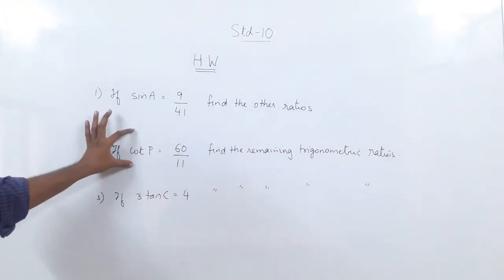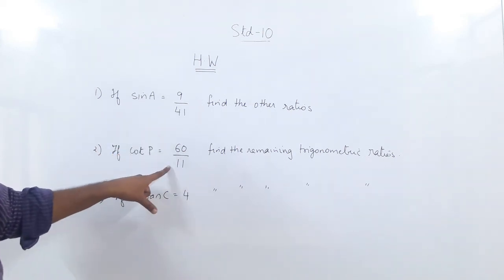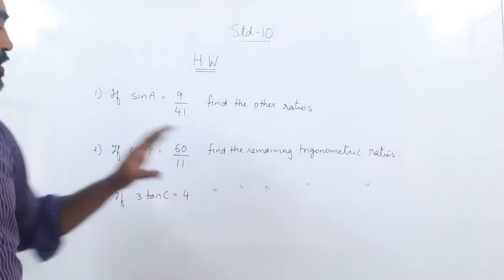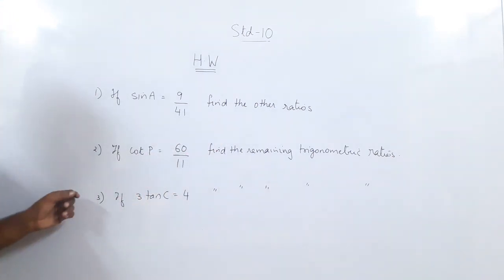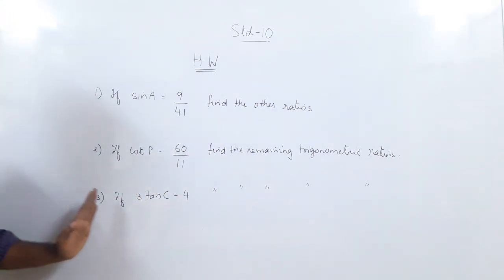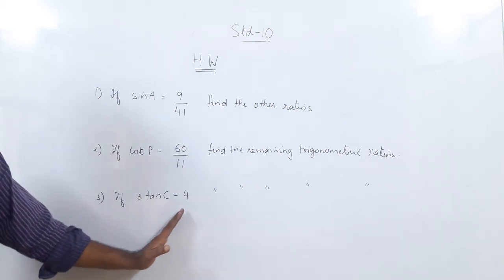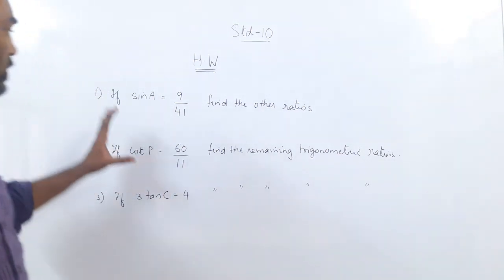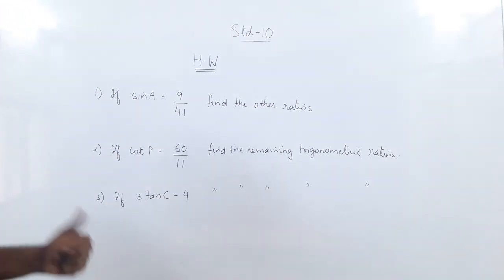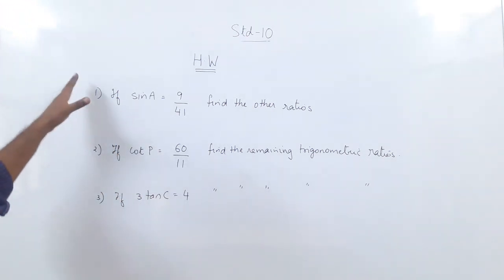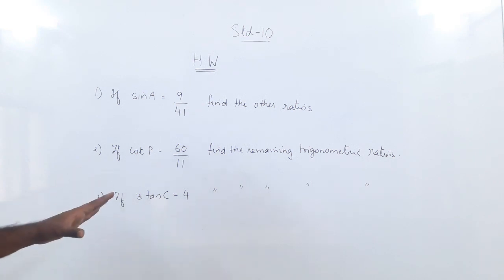Second sum similar, if cot P is 60 upon 11, the ratio is 60 upon 11. In the second case, find the ratios. In the third sum, I have slightly twisted the sum. I have written, if 3 tan C equal to 4, then find the ratios. The sum is similar to this only, but I have just changed the form. I hope you will immediately understand what you have to do here. But these three sums are of the same type.